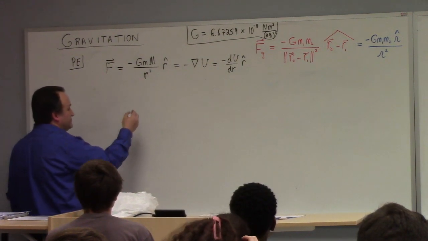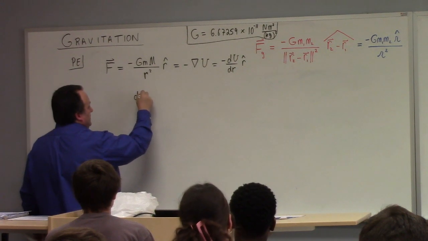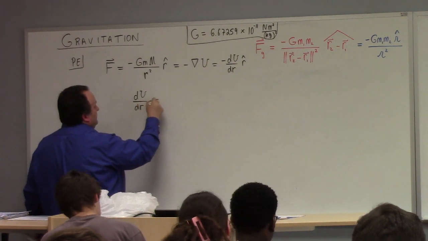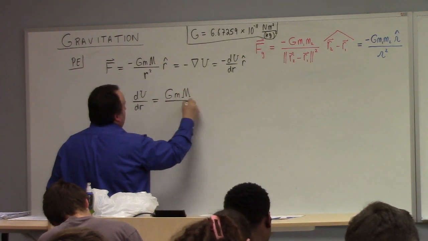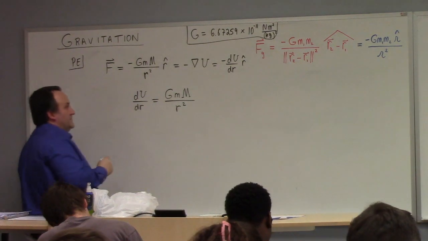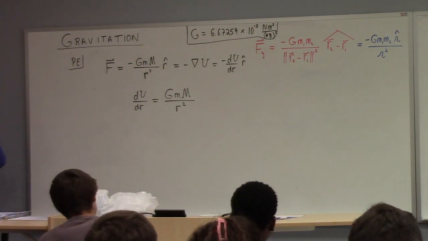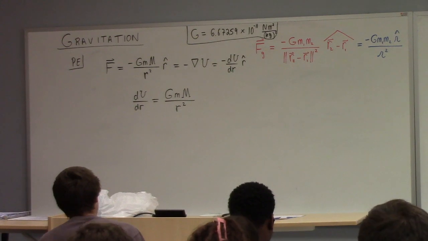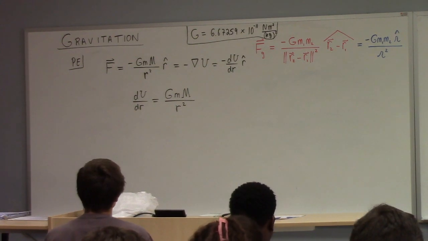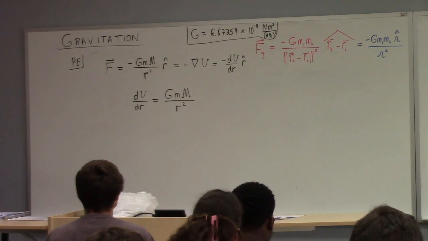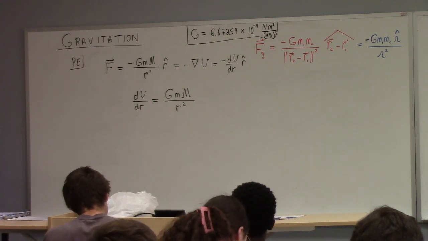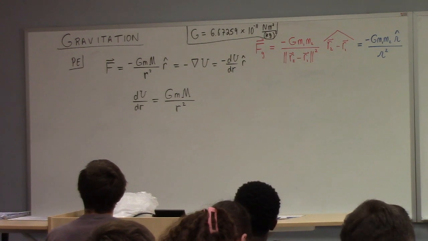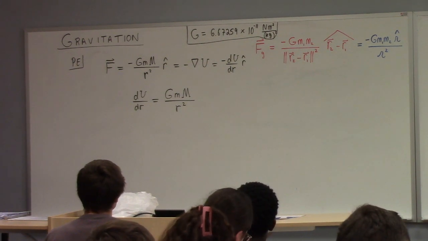You guys tell me. We've got dU/dr equal to GMm over r squared. What's U equal to? Notice the minuses cancel. Do I have to do everything? Come on, you guys have had calculus. Help me out. The G, the big M, the little m, they're constants. We're just integrating with respect to r. What do we get?